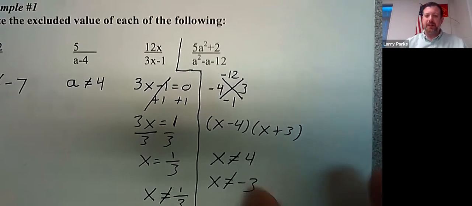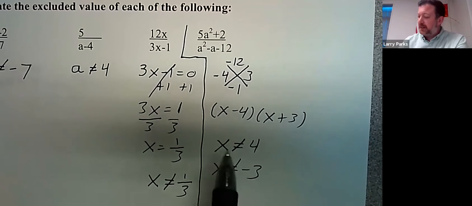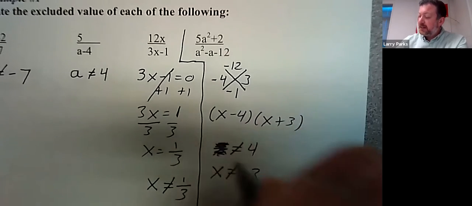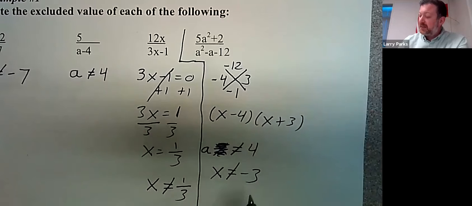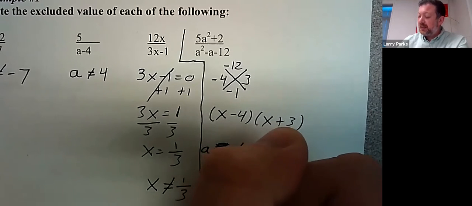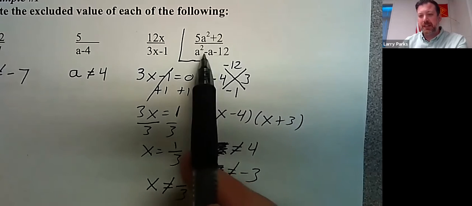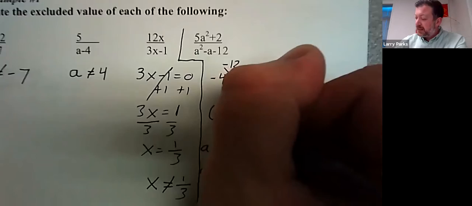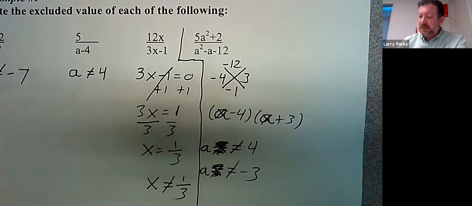And looking back, this should not say X. Glad I caught that. This should say A. This should not say X. That should say A. My variable up here was an A, not an X. So that means this should also be an A. Okay.